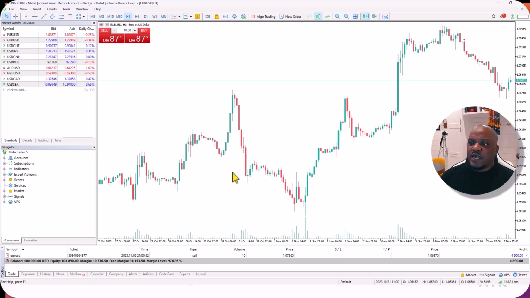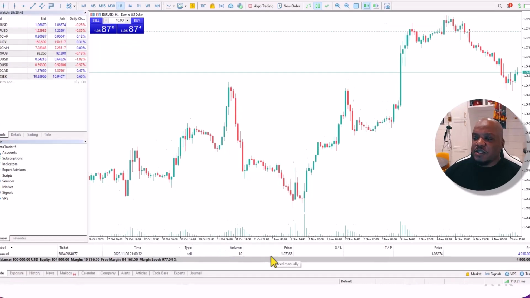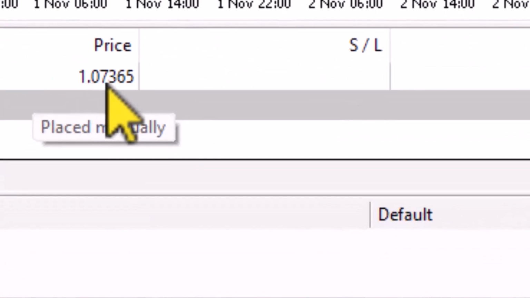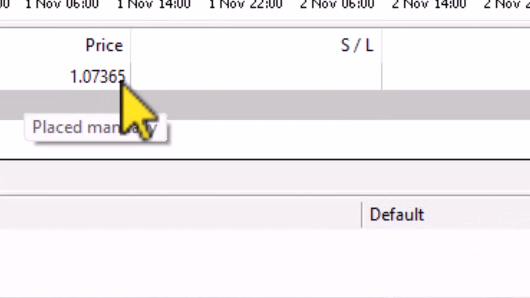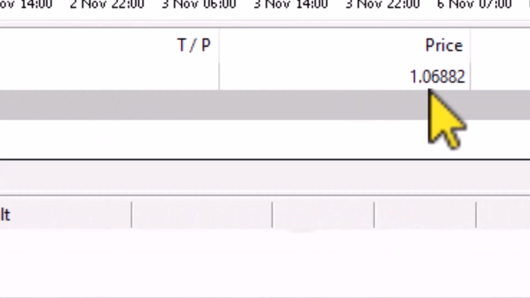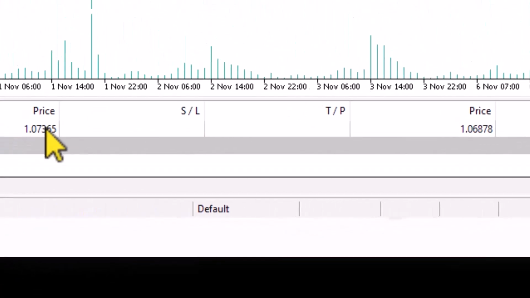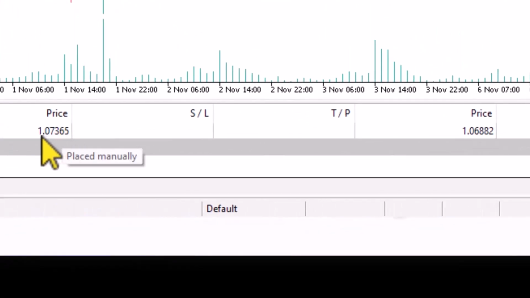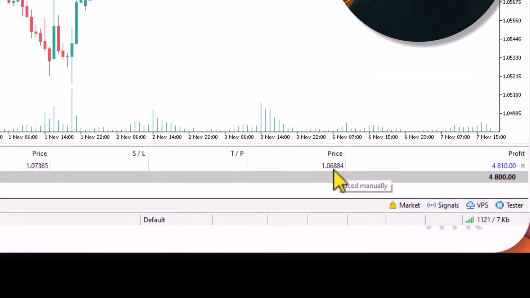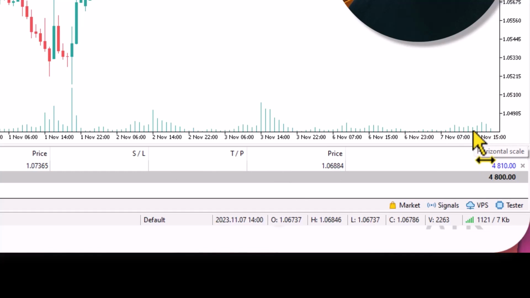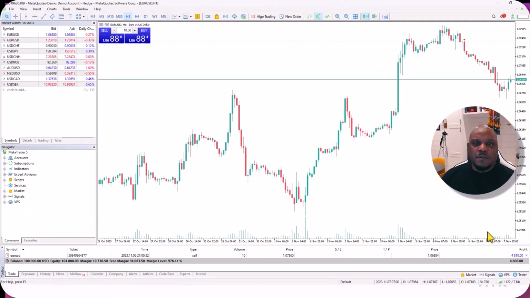Now let me just say this. In our example of Euro USD, you see that we started, the exchange rate was 1.07365. The current exchange rate is 1.06882. All right, and so the difference between where the exchange rate started and where the exchange rate currently is, that difference is how I'm able to make profit right now. So we're going to build upon that concept, and exchange rates are important to understand because of that. But let's go to the next video.